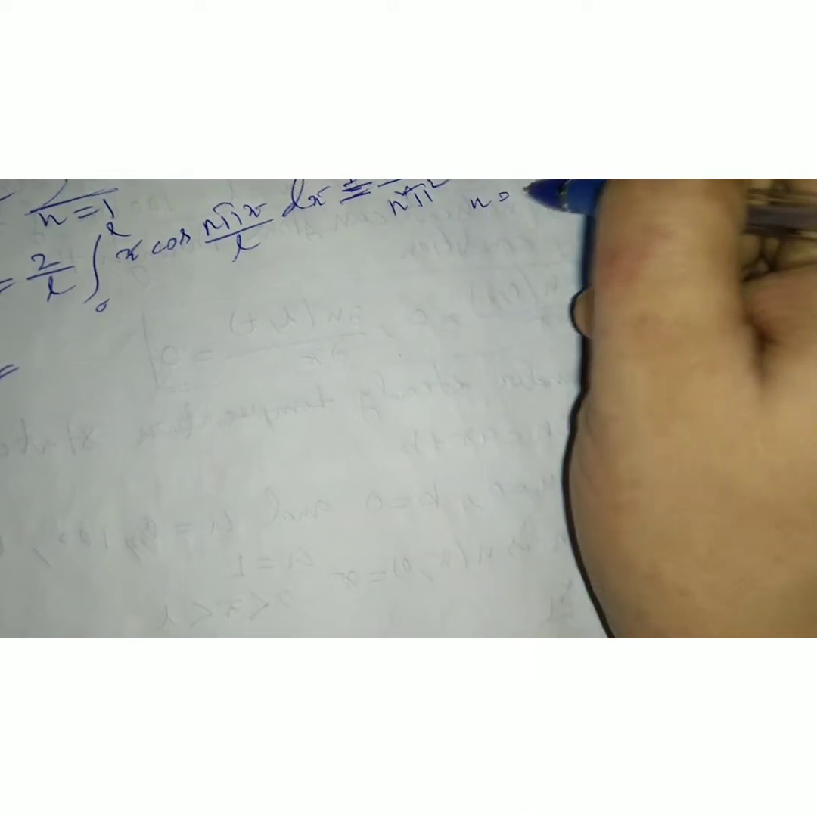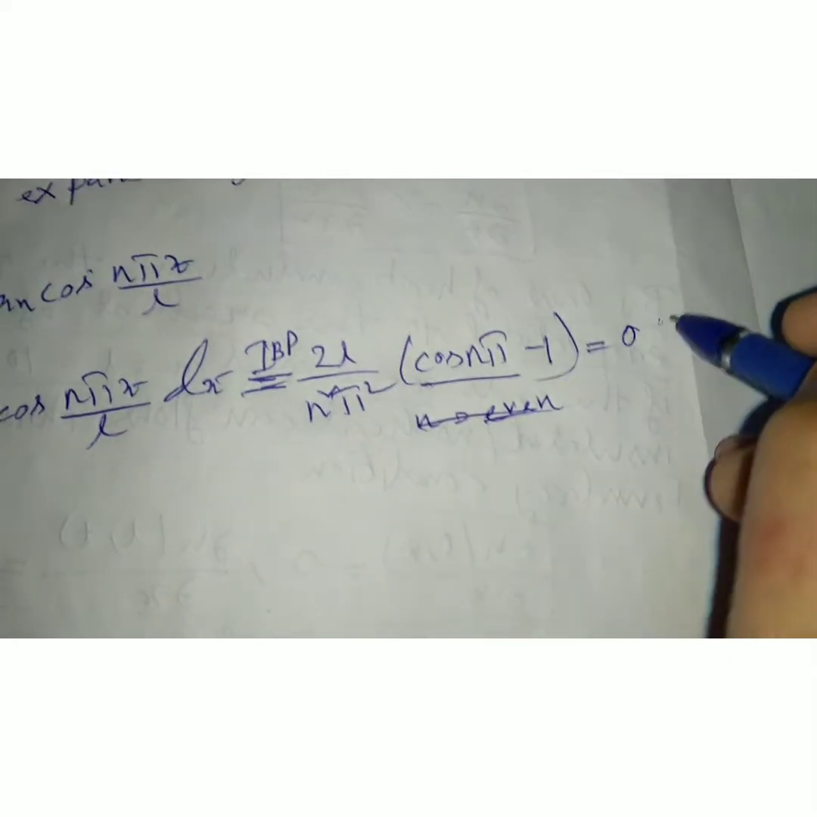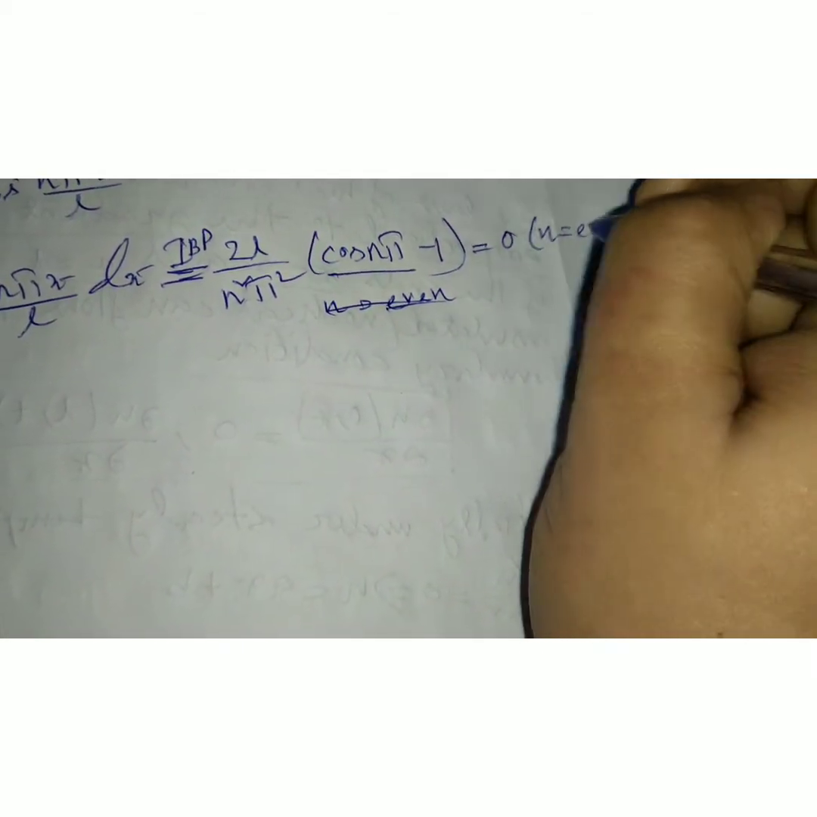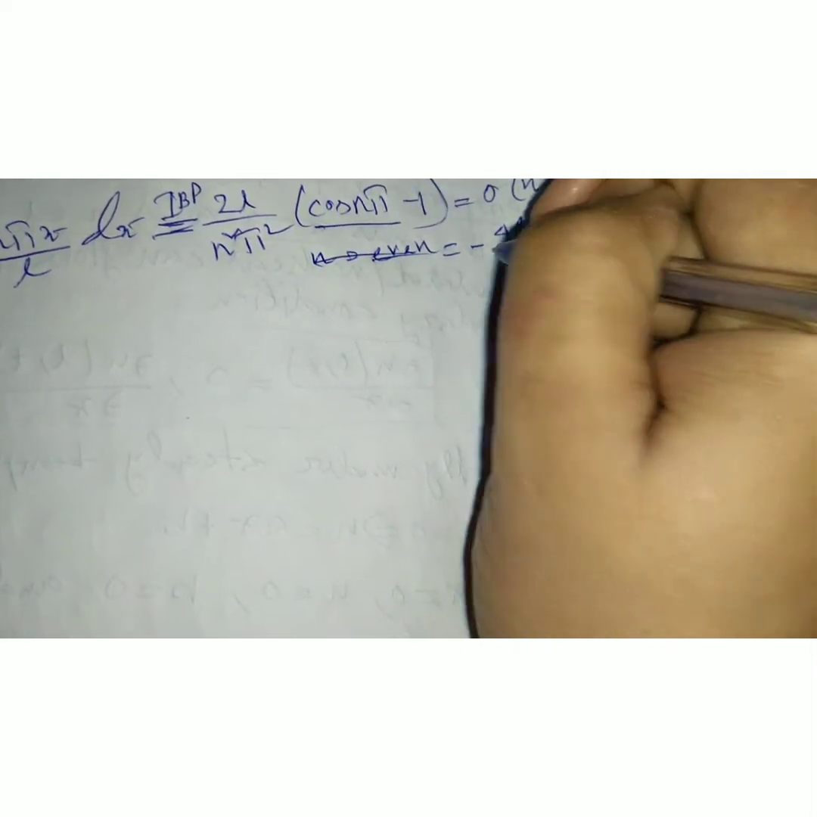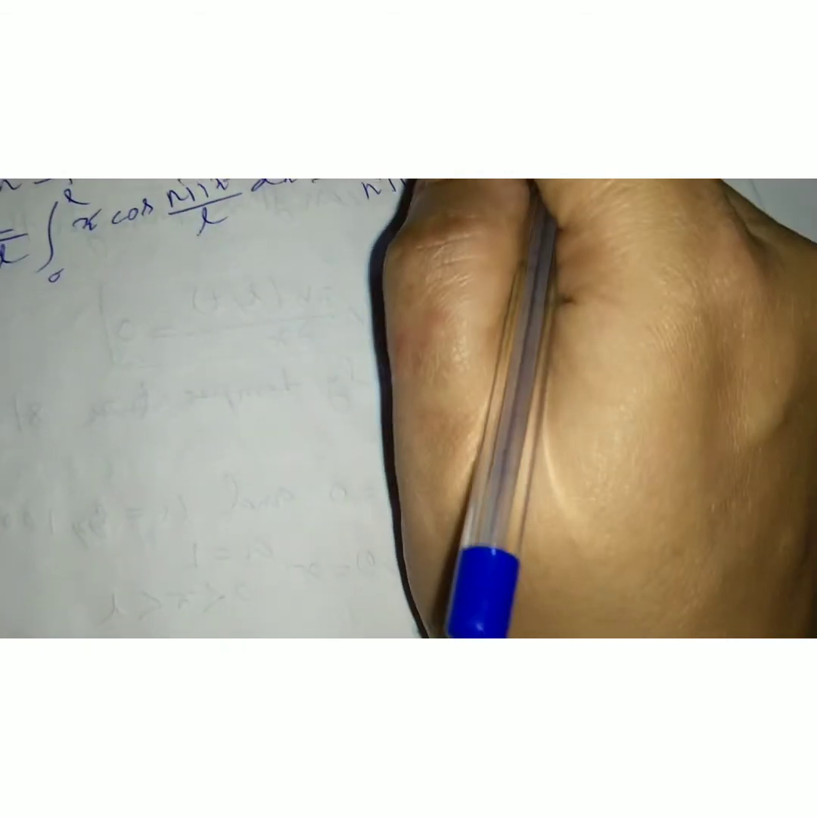Okay, let's see that when n is equal to even, then this value is 0. And when n equals odd, then it is minus 4L divided by n square pi square. Must remember this, very easy, no problem, because cos 2 pi is equal to 1, 1 minus 1 is equal to 0, and cos 3 pi is equal to minus 1, minus 1 minus 1 is equal to minus 2, into 2 is equal to minus 4. So this is the main factor, and it is IBP.